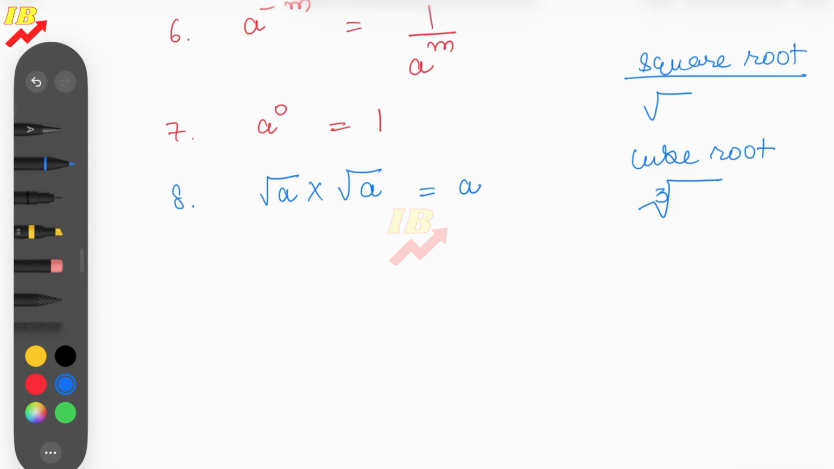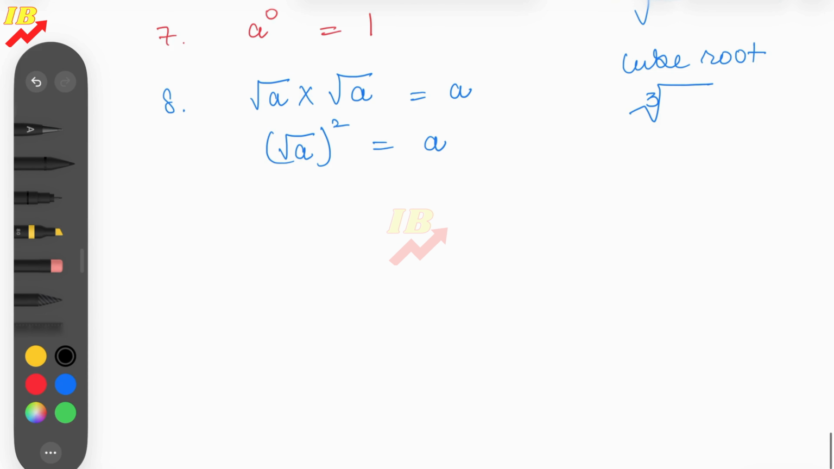So I can write it the other way as well. If you see root a whole squared, that means we can write it as a directly. That's also the same thing, because root a times root a is giving you a, and if you're writing a whole square of it, that also gives you a. Okay, let's take a few more examples for this, to make it more understandable for you.